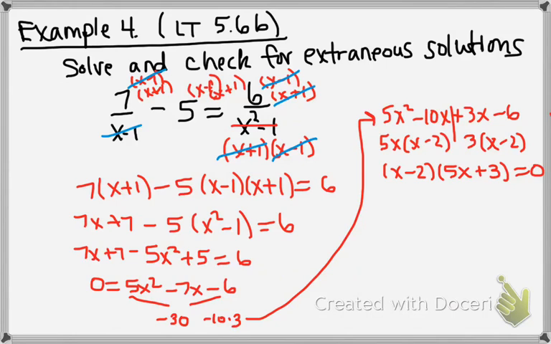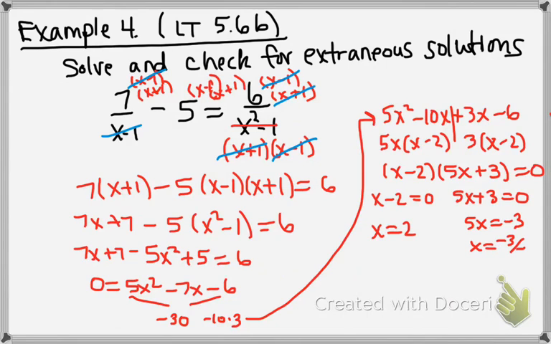Now keep in mind that was still equal to 0, so I can now set each part equal to 0. So x minus 2 equals 0, 5x plus 3 equals 0. So for the first part, I get x is equal to 2. For the second, I subtract the 3, giving me 5x equals a negative 3. Divide by 5 gives me a negative 3/5.